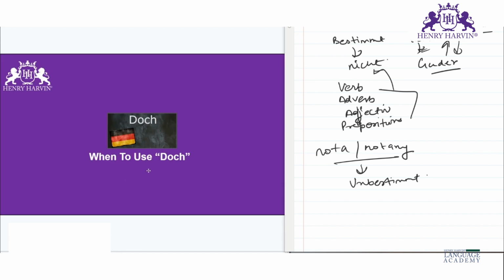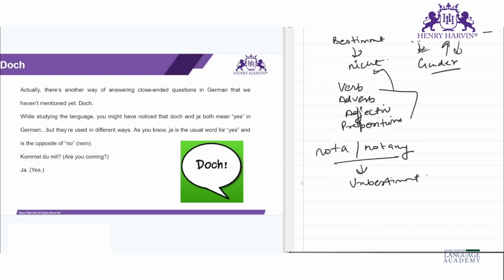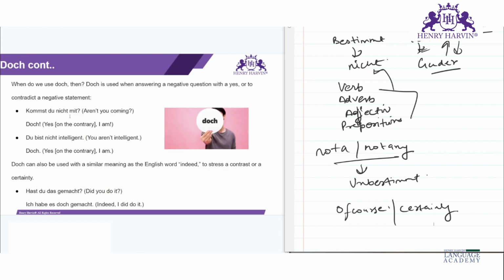When to use doch. Doch specifically gives the meaning of of course, or certainly. Now, it is similar to nein. It gives you the idea of giving your answer in a certain form, like yes, no, or certainly. Kommst du nicht mit? Aren't you coming? Doch. That means yes, definitely I am coming. Du bist nicht intelligent. You are not intelligent. Doch, I am. Means yes, of course I am. Hast du das gemacht? Did you do it? Ich habe es doch gemacht. Indeed, I did it.